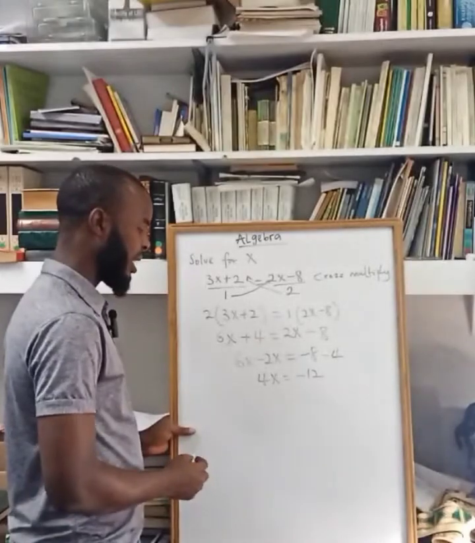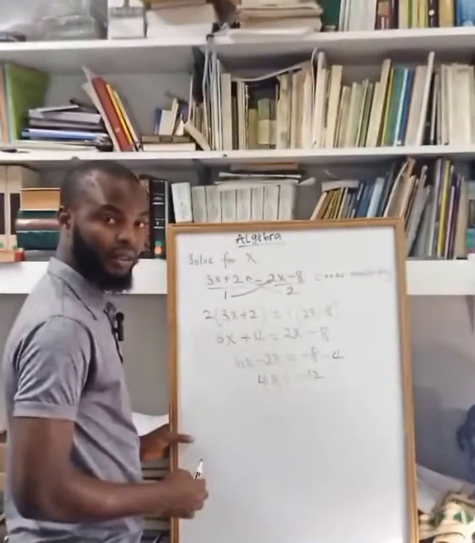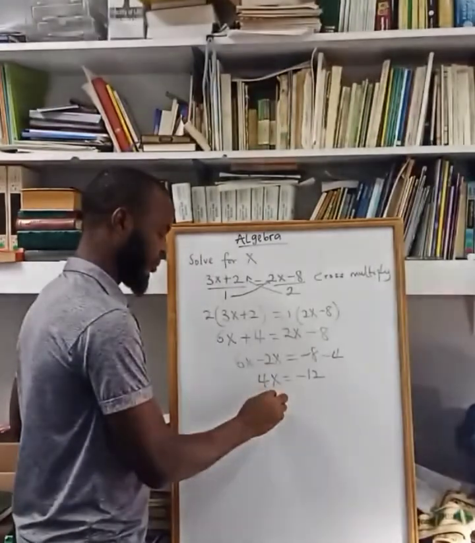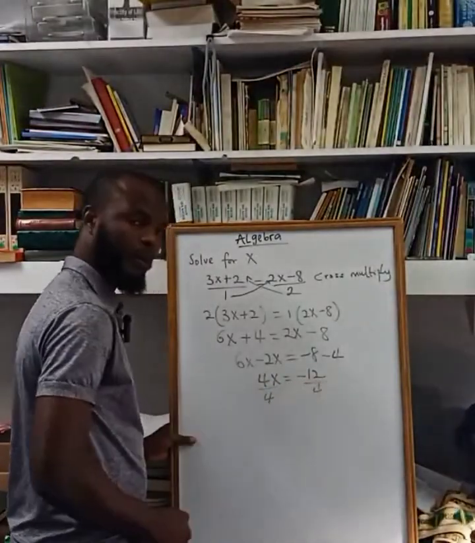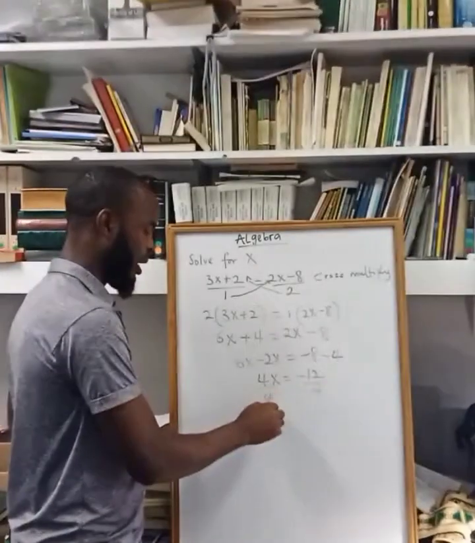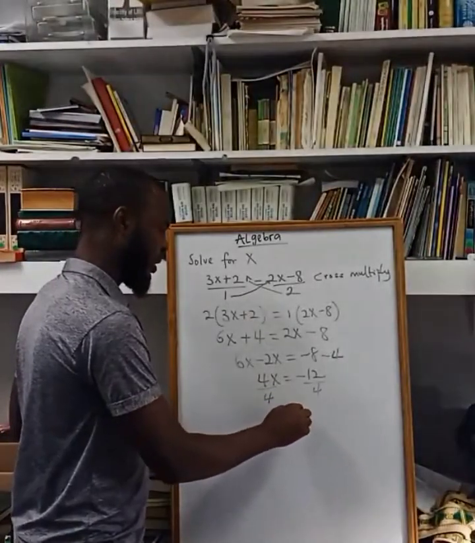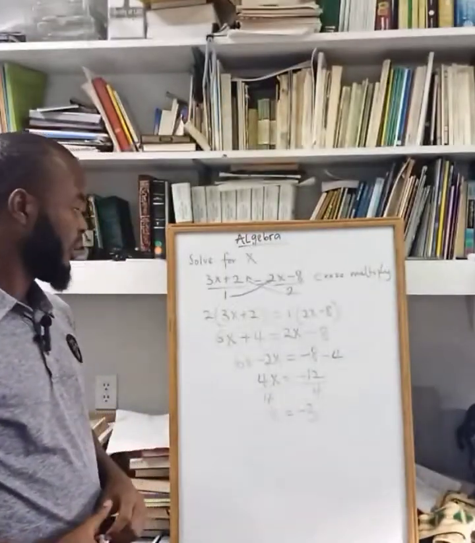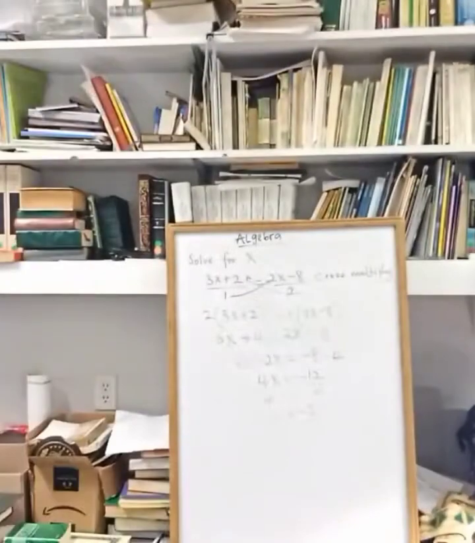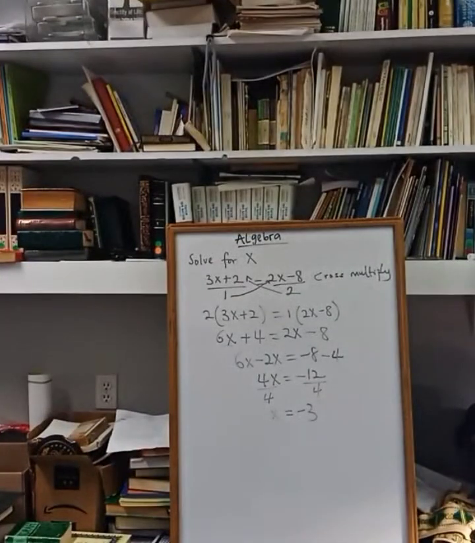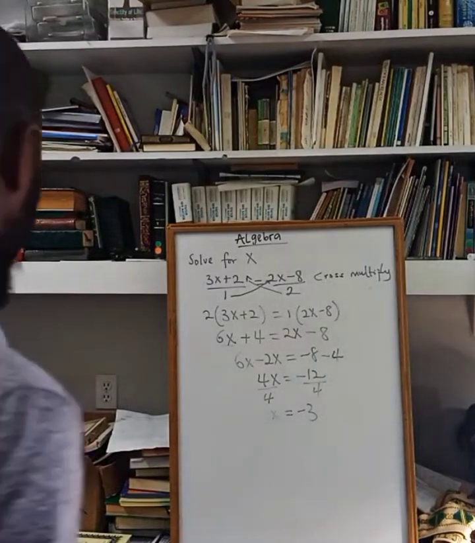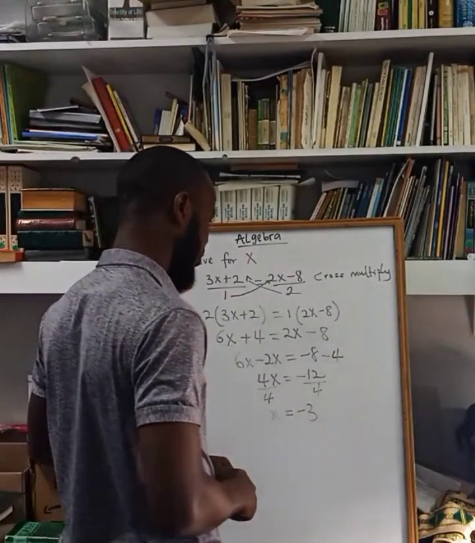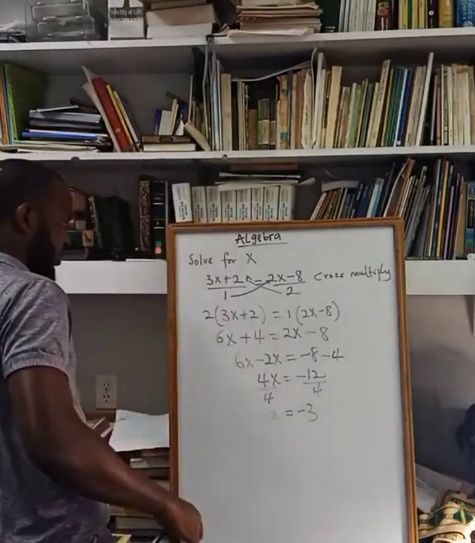So dividing both sides by the coefficient of x. What's the coefficient of x? Which is 4. So here I'm going to have x equals negative 3. So that's what I have for this. Before I proceed, if you have any question, you can put it in the comment section.